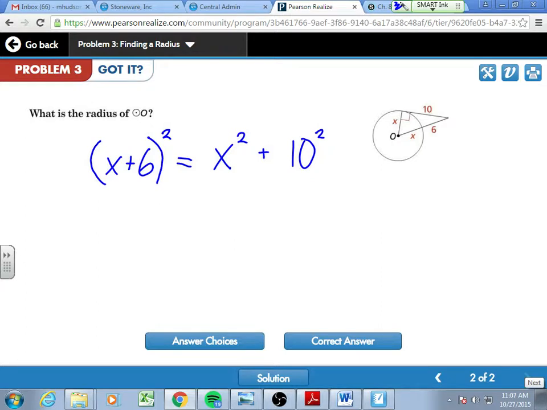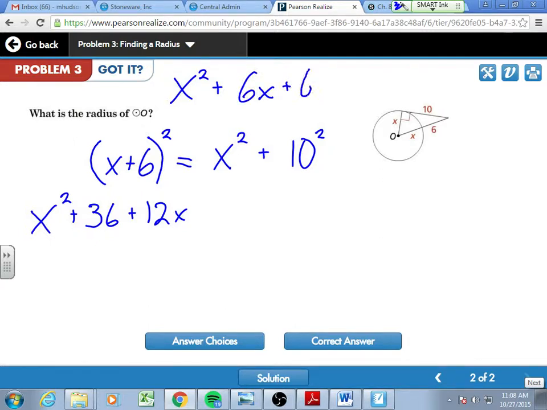Here's the other trick that people do to square a binomial, and this may or may not help you. Square your first term. Square your second term. Then double your constant with the x, so 12x. That's if you don't want to walk through the FOIL process. Now if you walk through FOIL, first would be x squared. Outside would be the 6x. Inside would be the 6x. And the last would be your 36.